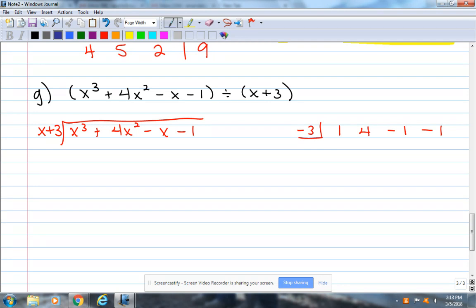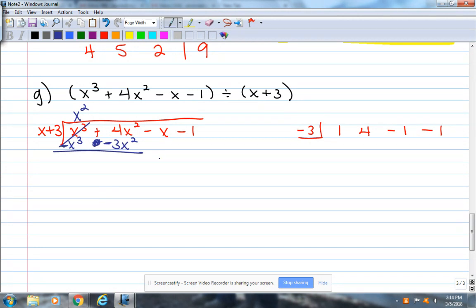I'm gonna start by saying what times x makes x to the third, and that's x squared. Put it on top. Then you distribute. X squared times x is x to the third. X squared times 3 is 3x squared. Draw my line and change my signs. When you change signs, make sure you change both of your signs on the bottom. And these cancel out.